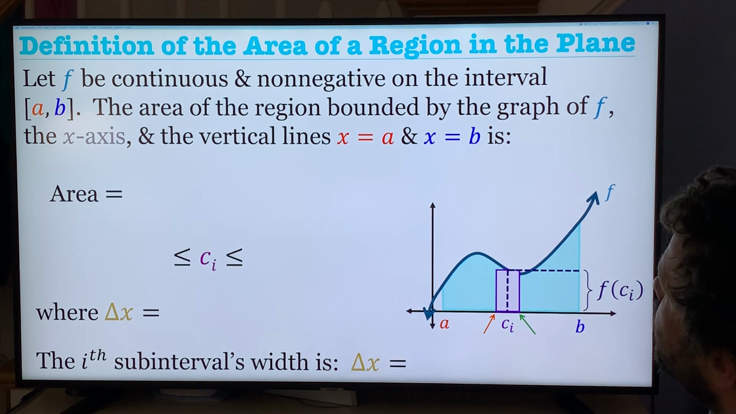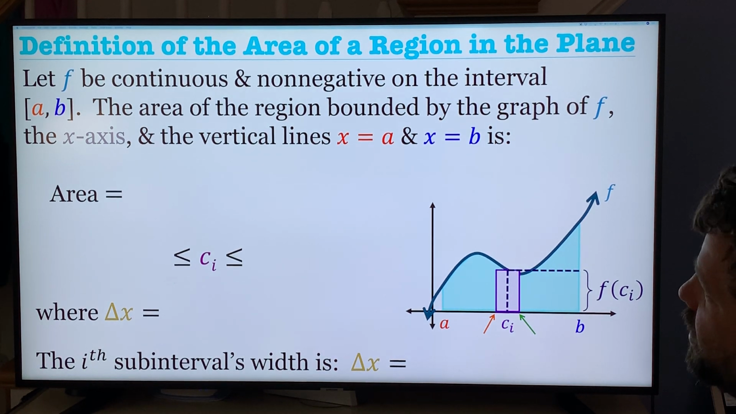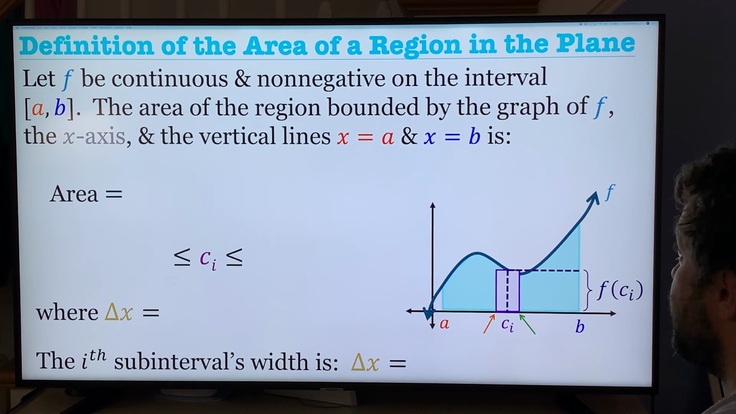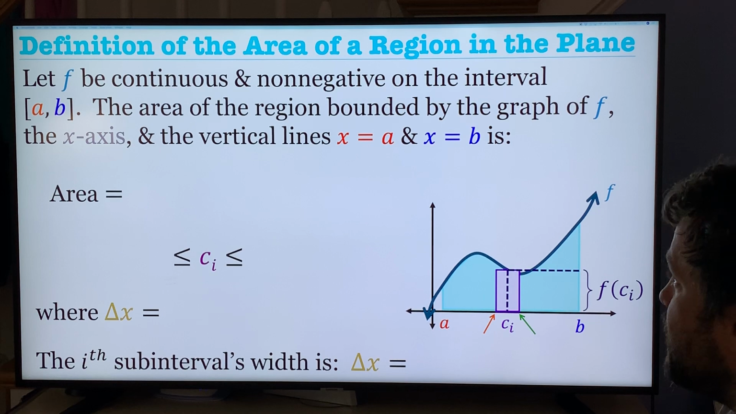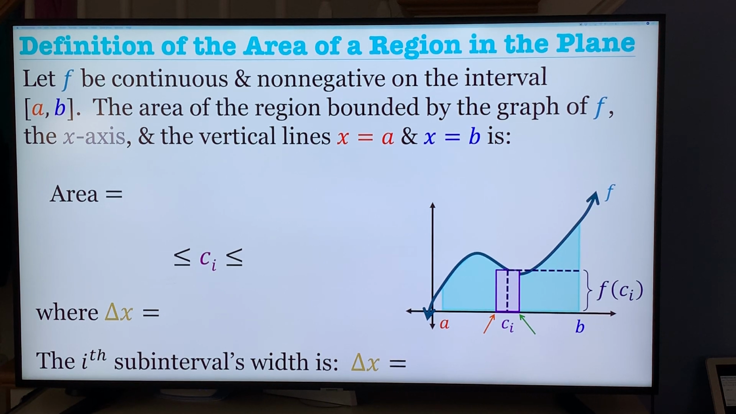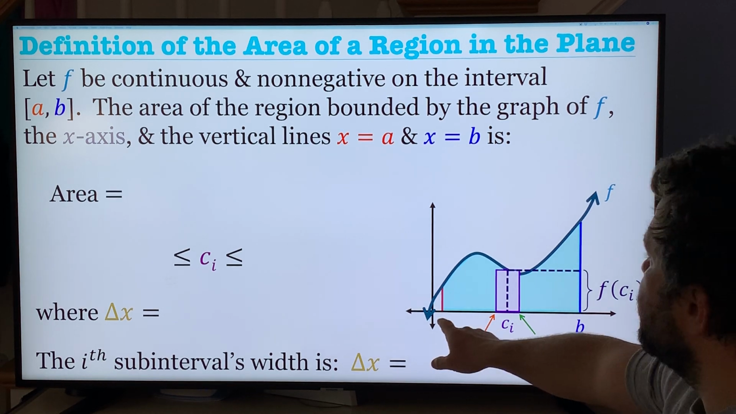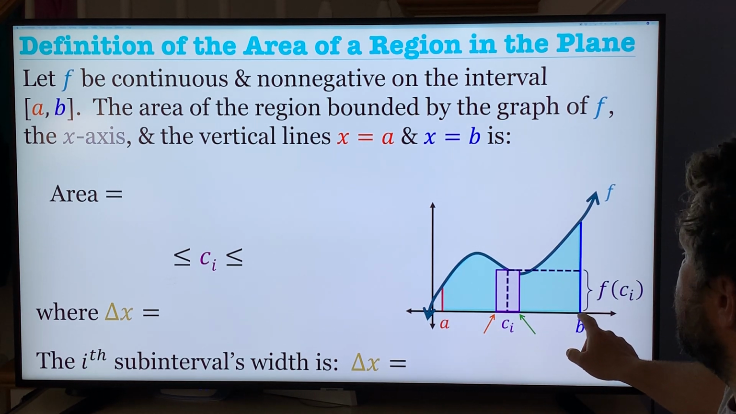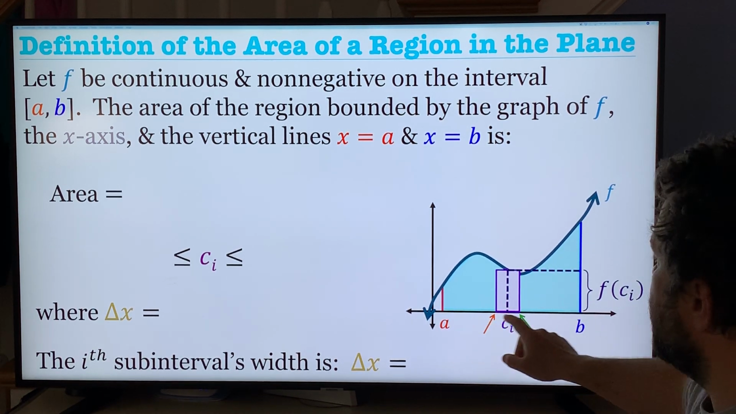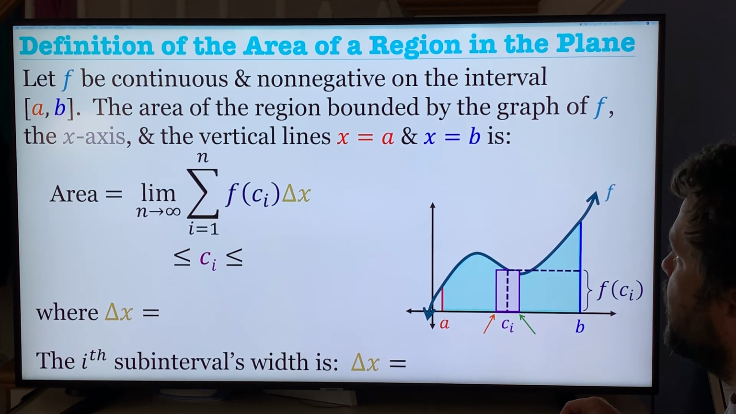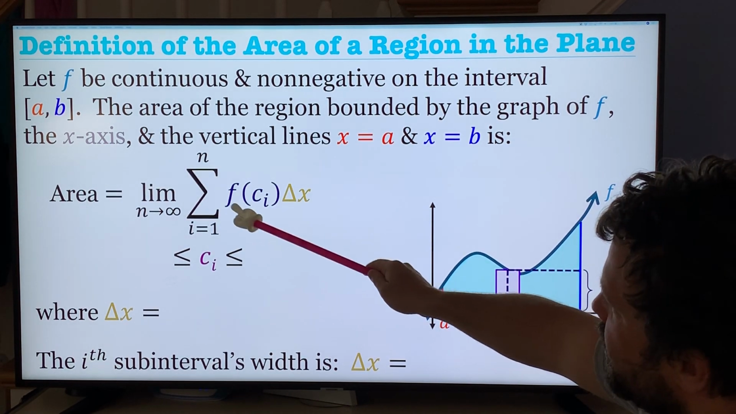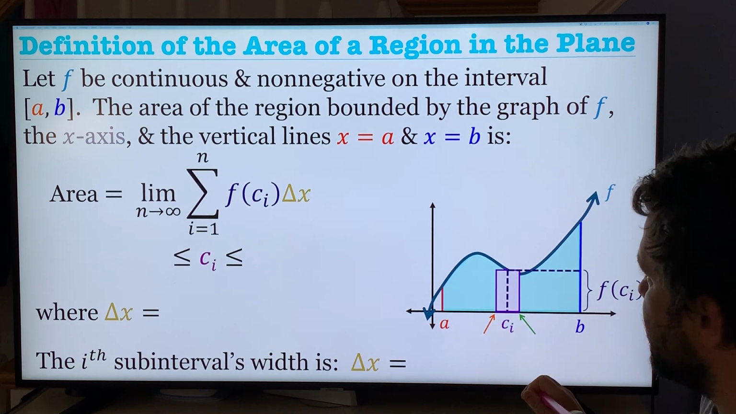So what you have to do is go over the definition of the area of the region of the plane. f is continuous and non-negative on the interval from a to b. The area of the region bounded by the graph of f, the x-axis, and the vertical lines x equals a and x equals b is the limit of the summation from 1 to n of f(c_i) delta x. So pretty much you're bounded by lower and upper limits, right?